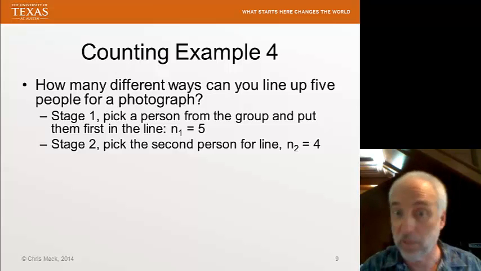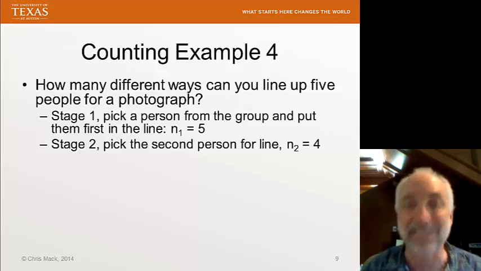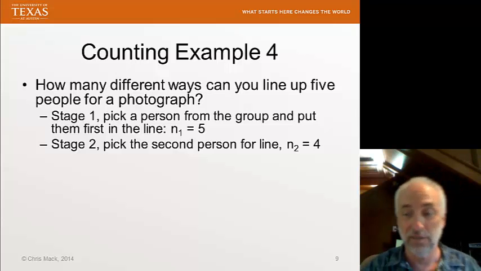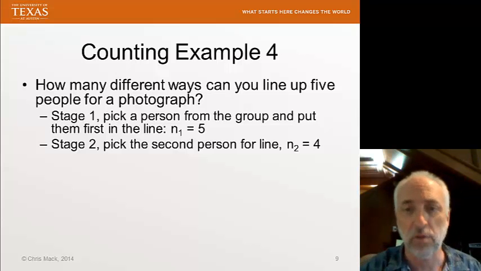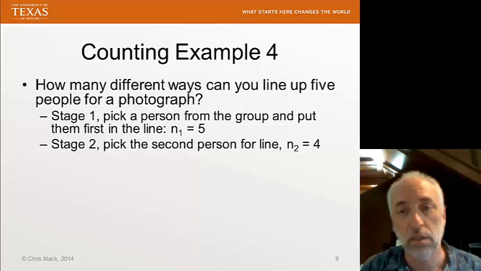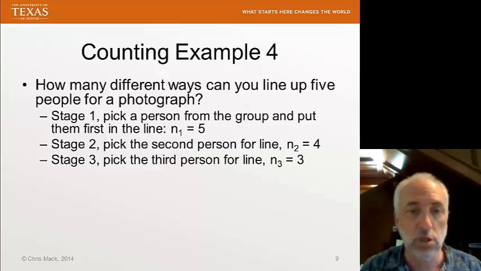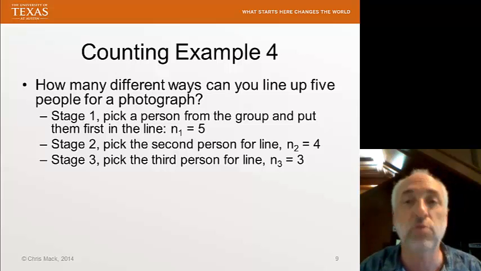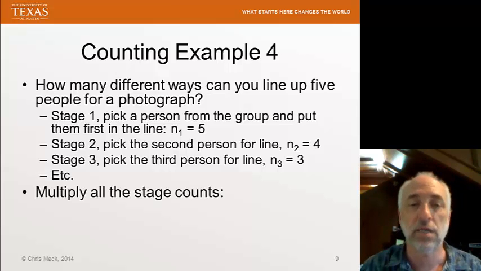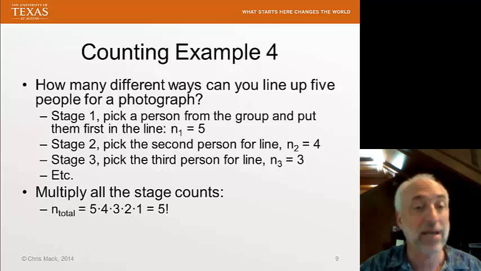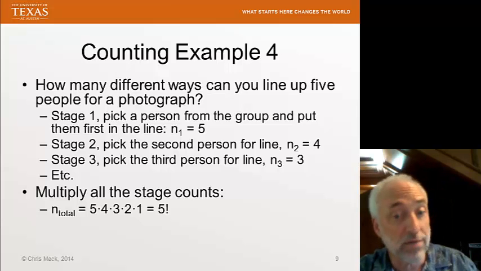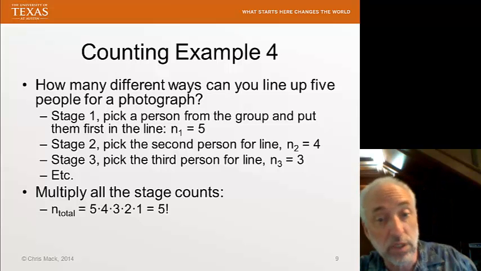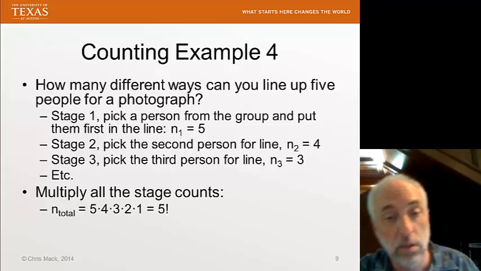Once a person is picked to go in the line, he can't be picked a second time to go somewhere else in the line. So there's only 4 options available in the second choice, the second stage. The third stage, I pick the third person in the line, and now there's only 3 people left in my group. On and on, multiply all the stage counts. 5 times 4 times 3 times 2 times 1.